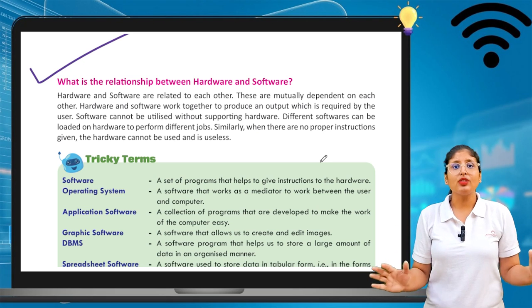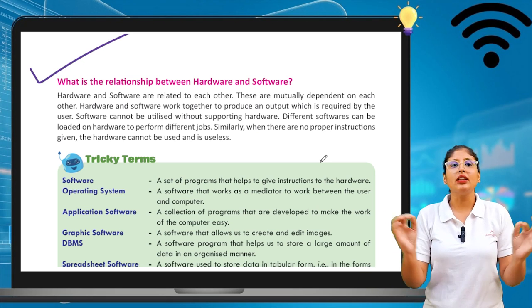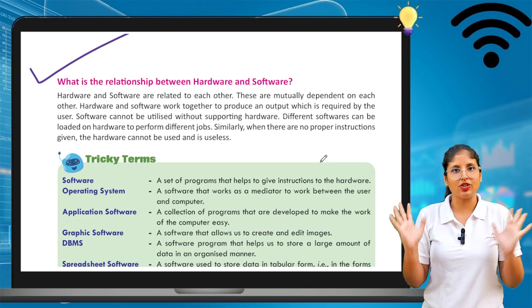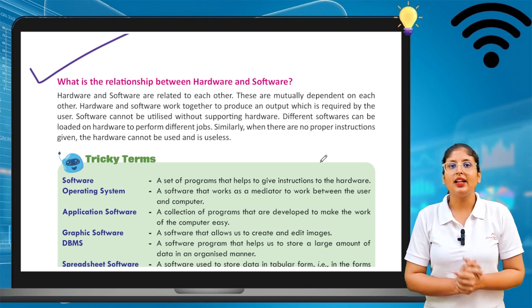So this chapter is over. I am hoping everything is clear: what is software, what are its types, what is system software, and what is application software.